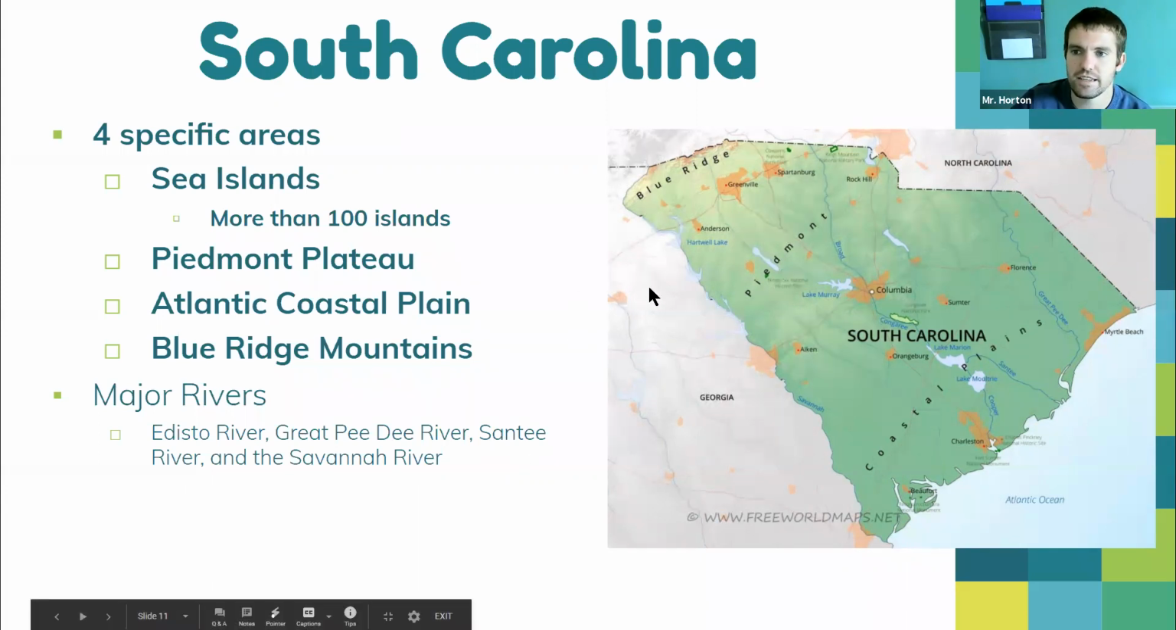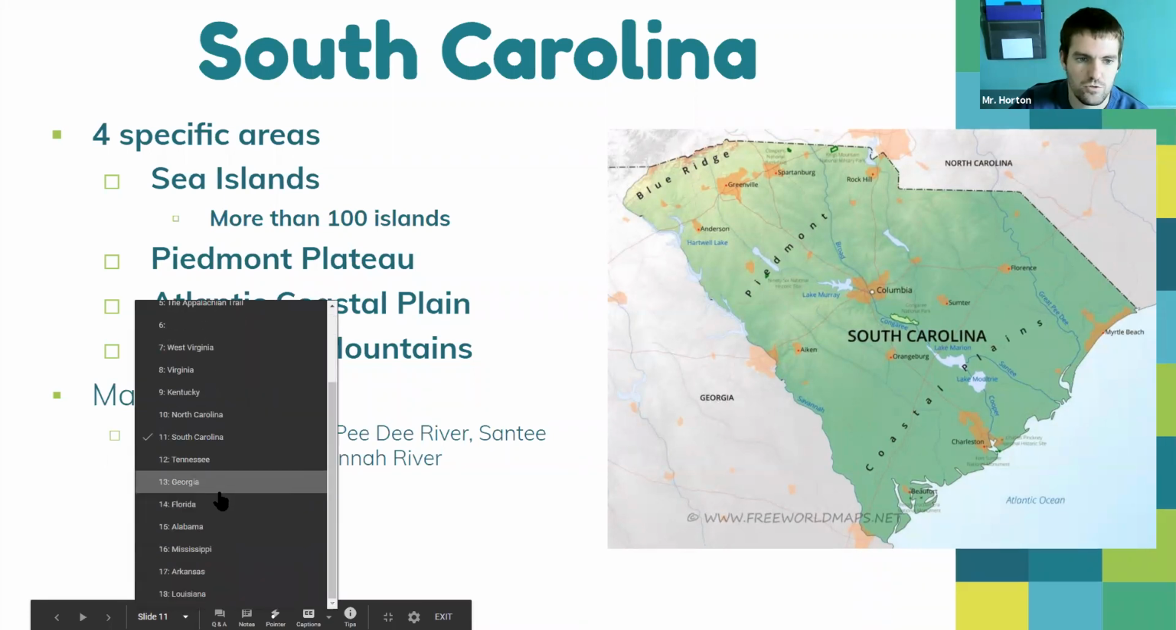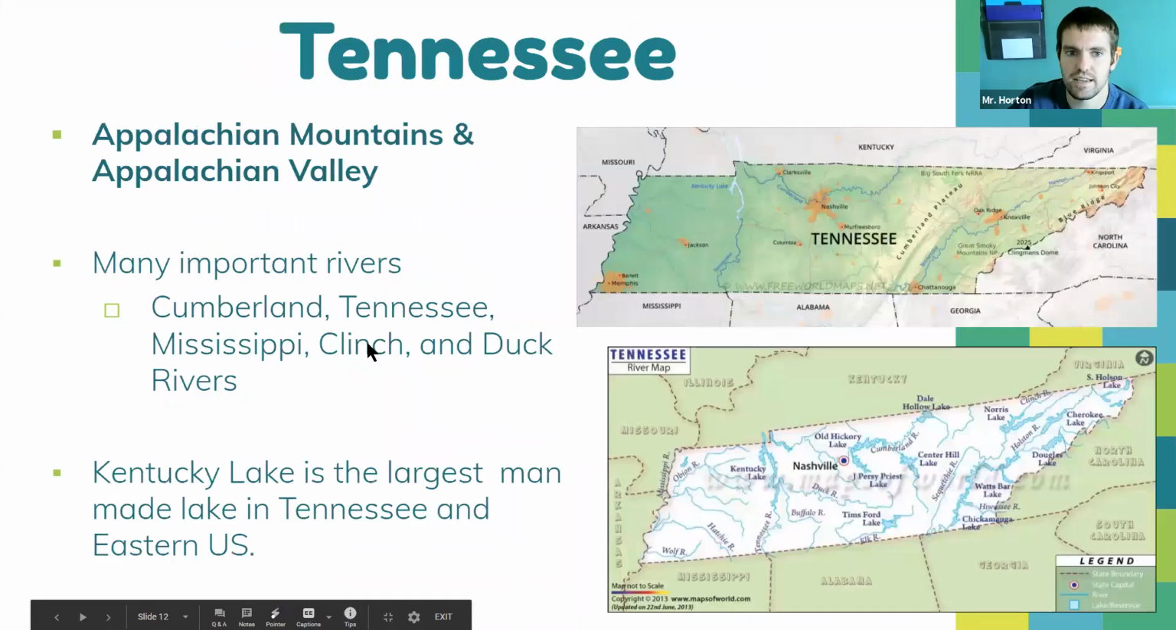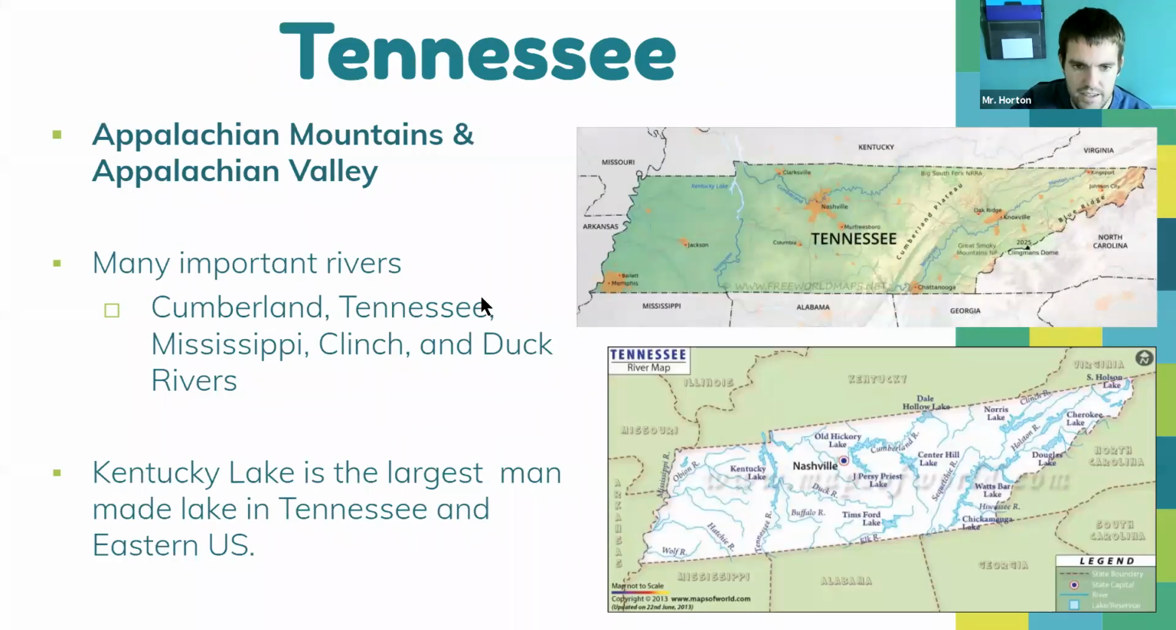Awesome. Alrighty, our next state, let's see how many we have. 1, 2, 3, 4, 5, 6, 7 more states to get to. Our next state is Tennessee. So with Tennessee, all you need to write down is that first bullet point. So it's part of the Appalachian Mountains and Valley region.